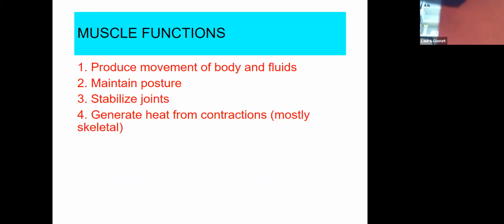Okay, so muscle functions produce movement of the body and fluids, especially if the muscle, like smooth muscle, is found in the walls of arteries and in the heart. Remember, this is all muscle, not just skeletal muscle, but cardiac muscle and smooth muscle. Muscle maintains posture, stabilizes joints, and generates heat from contractions. Mostly skeletal muscle will do that. This is where if you are exposed to a pathogen and your body detects it, your immune system starts to elevate your body temperature to try to kill it. And that heat comes from skeletal muscle contraction.